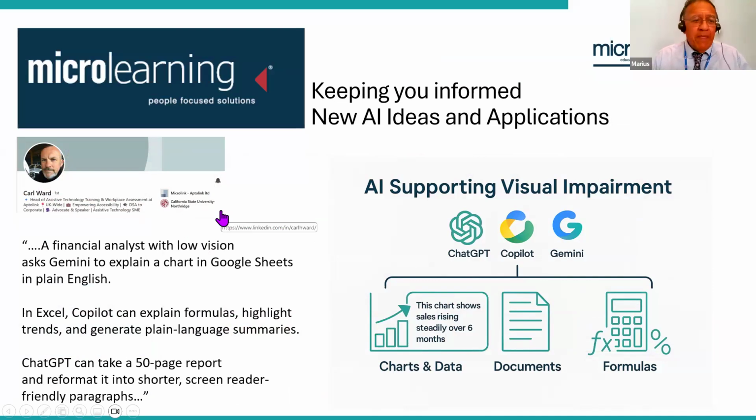Because actually, there are so many opportunities that are developing. I got this from social media only last week from one of my colleagues, Carl Ward, and he was looking at what someone in the workplace might do and how AI might help them. Well, just look at these examples. A financial analyst who might have low vision could ask Gemini to explain a chart that appears in Google Sheets. In Excel, a Copilot could be used to explain formulas and highlight trends. ChatGPT could take a 50-page report and reformat it into a shorter screen reader friendly paragraph.